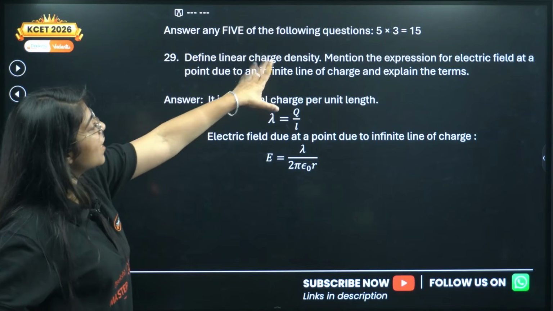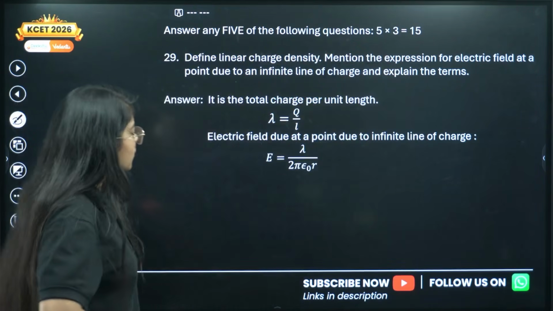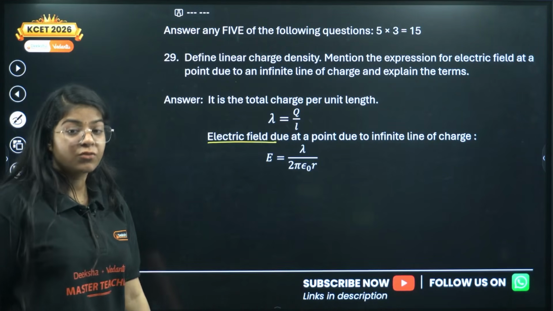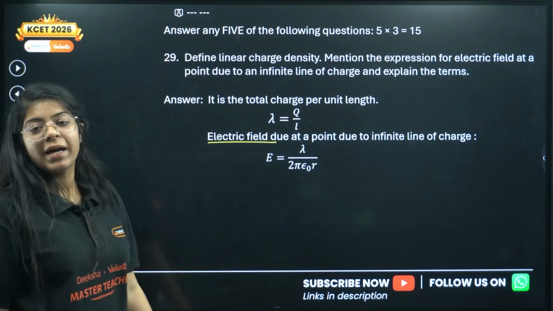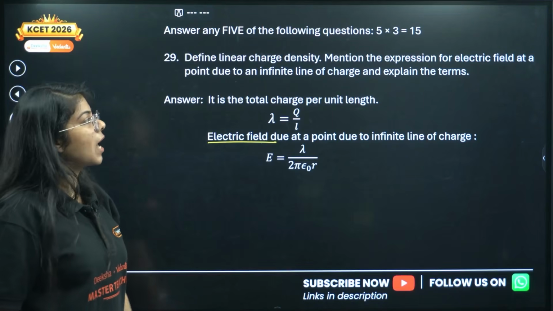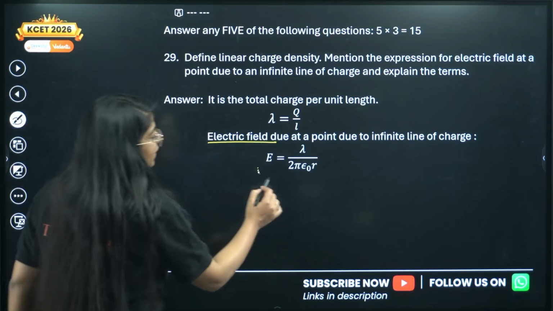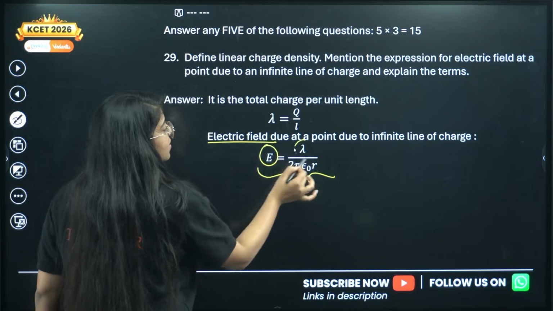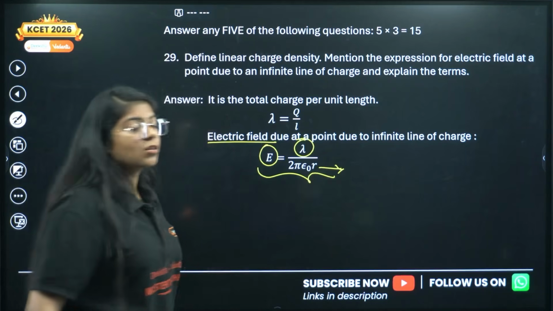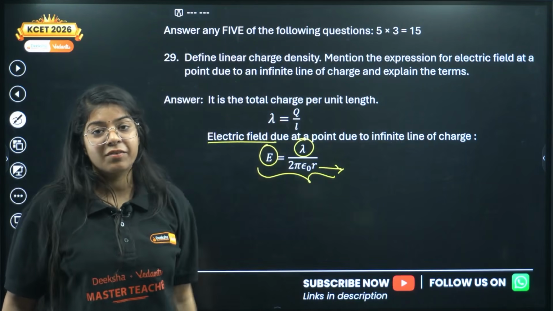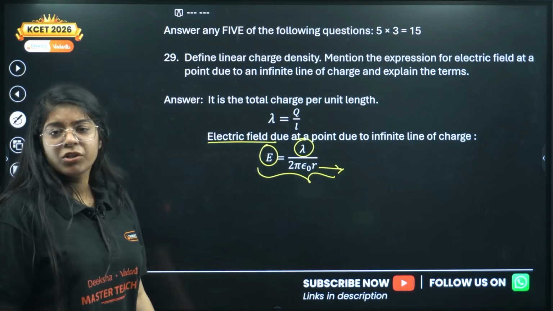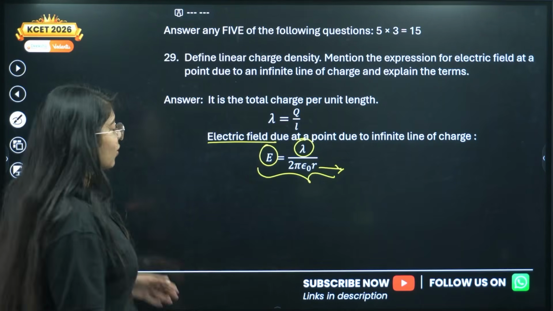Now for electric field, they are just asking to mention the expression. So we are just mentioning the expression, which is the electric field at a point due to an infinite line of charge, E equals lambda by 2 pi epsilon naught r. Correct? That is it. You don't have to solve it because they have just asked to mention. You do have to explain these terms. E is simply the electric field. Lambda is our linear charge density. r is the distance of that element from the point where we are measuring the electric field. And epsilon naught, you can just write, is the permittivity.